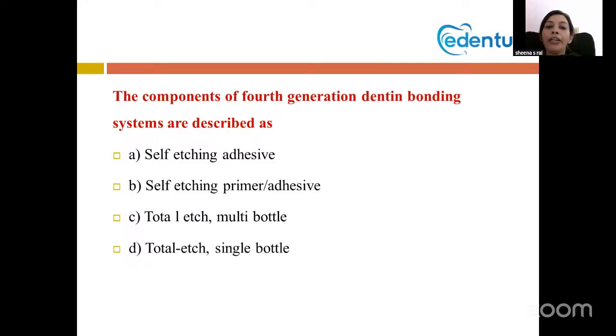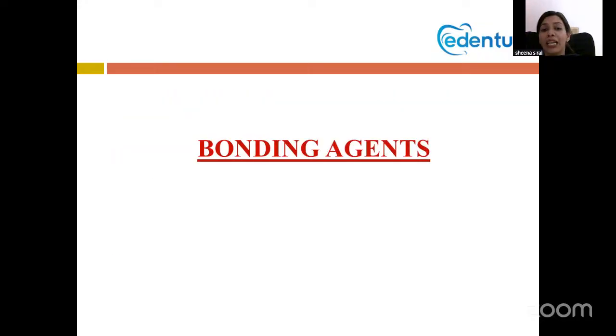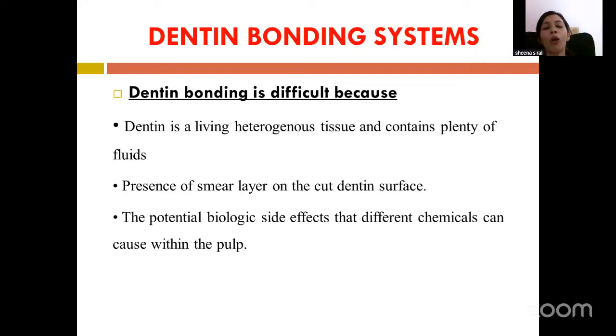The component of fourth generation dentine bonding systems. For that, we have to know the various bonding agents. We know that dentine bonding is difficult in dentine. That is because dentine is actually a combination of inorganic and organic components, and it consists of a large amount of dentinal tubules and dentinal fluids, and there's a smear layer. All this makes dentine bonding difficult.